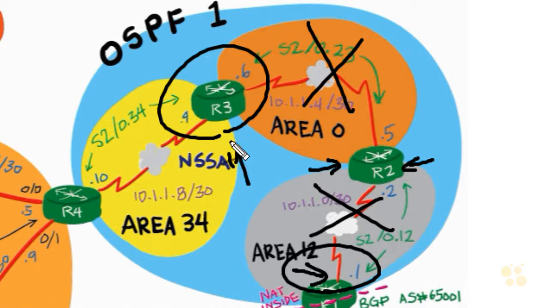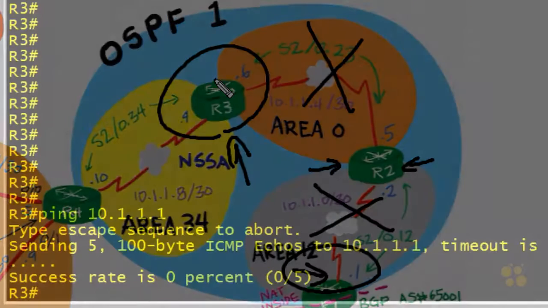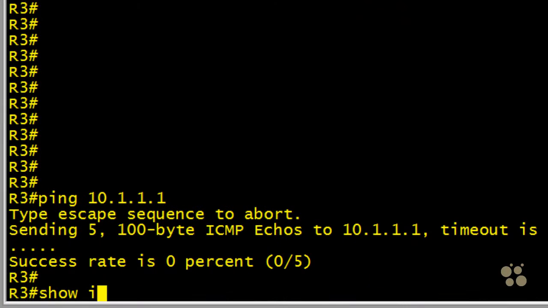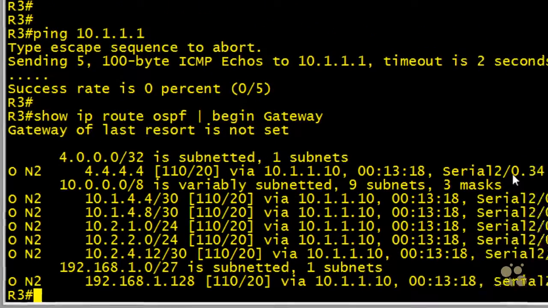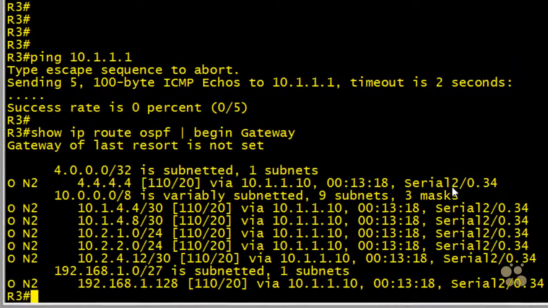So let's do some additional show commands right here on R3. First, we'll issue a show ip route. We'll say, please just show us the OSPF routes that you've learned. And you'll notice out of all these OSPF routes that we have, none of them have been learned off of the serial 2/0.23 interface, which is the interface between R3 and R2, which leads me to believe we may not have an OSPF neighborship with R2.